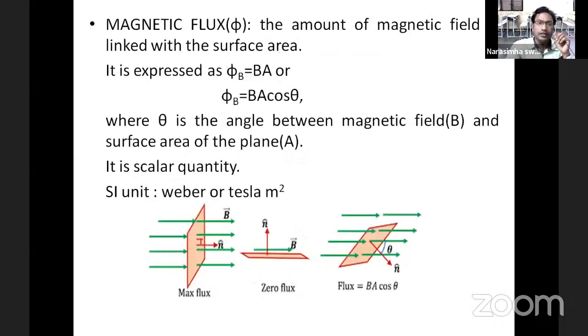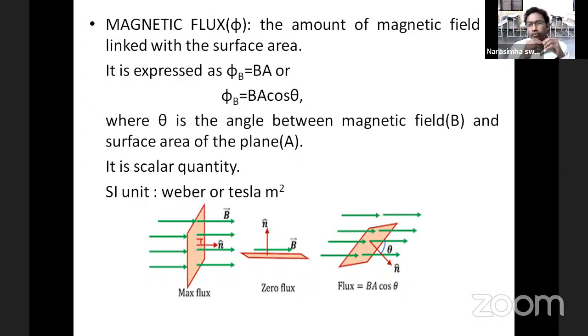Now we move on to a very important basic definition that is to be understood here: magnetic flux. We already discussed in the last class, in the magnetism and matter chapter, what magnetic flux is. Magnetic flux means the number of lines of force coming from the magnet which pass through a cross section, some area. That is what we discussed in the last class.